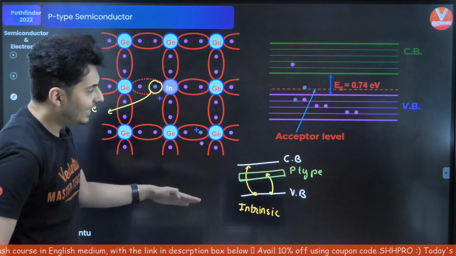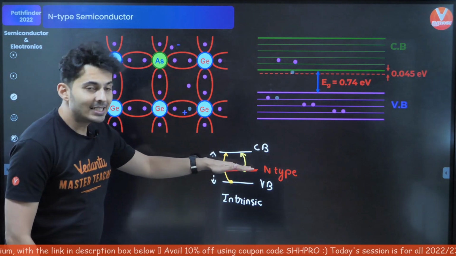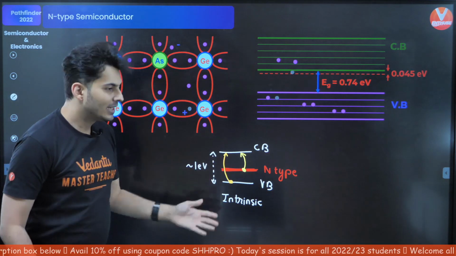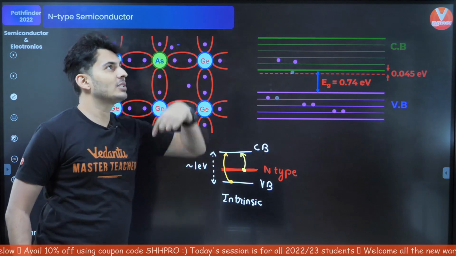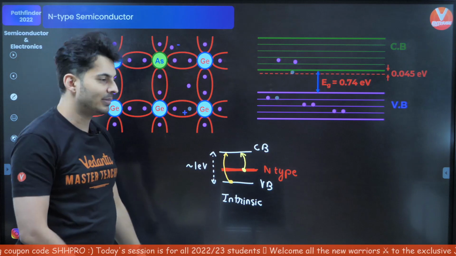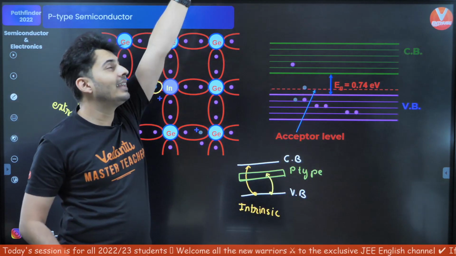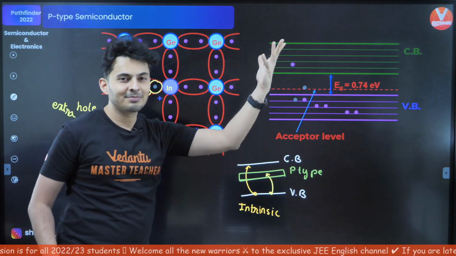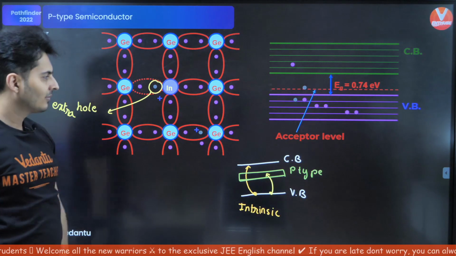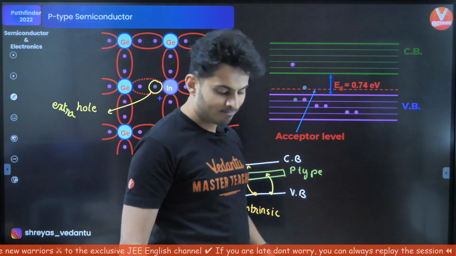So what happened in N-type? In N-type, you increase the valence band's energy effectively so that the jump was less. You gave it a platform so that instead of jumping this much, you take this stool and now you jump. That's what an N-type is. But in P-type, you don't jump till there, you just jump till here. That's fine. Either way, you are increasing the conductivity. Fair enough, my warriors. Everyone clear till this point?